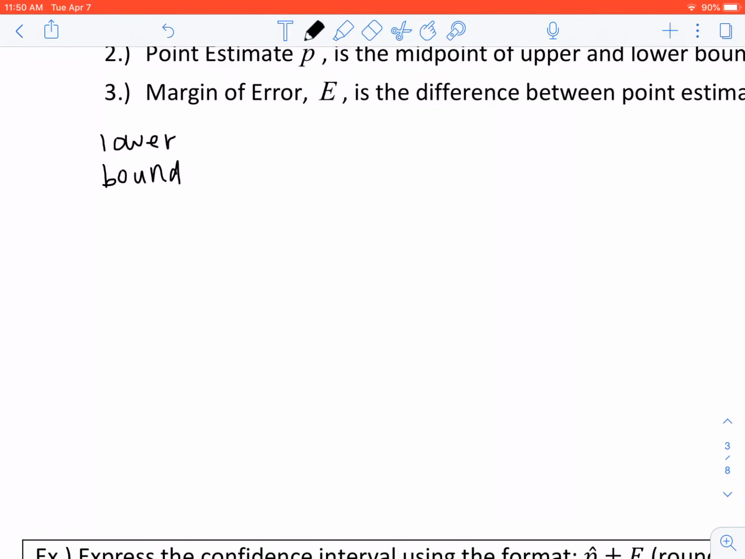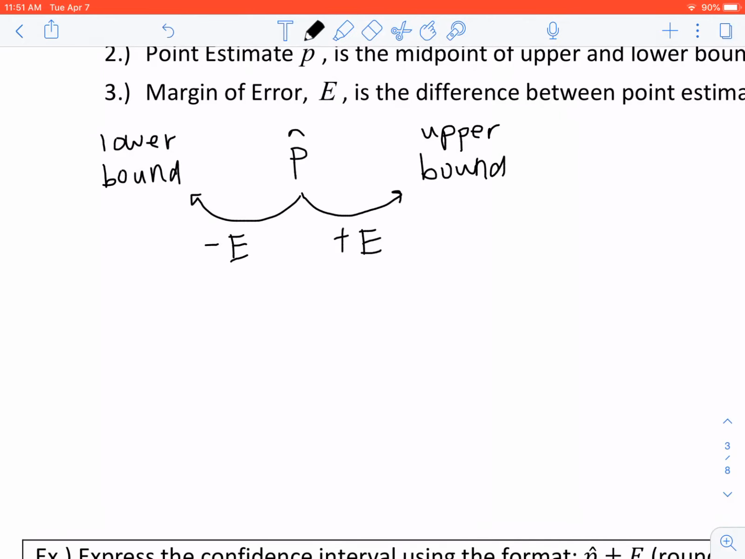and you have your point estimate, which is our p hat, in between the lower bound and the upper bound. And to go from the point estimate, we are going to add and subtract our margin of error. And so your P, the true proportion for the population, is going to be between p hat minus the margin of error and p hat plus the margin of error.